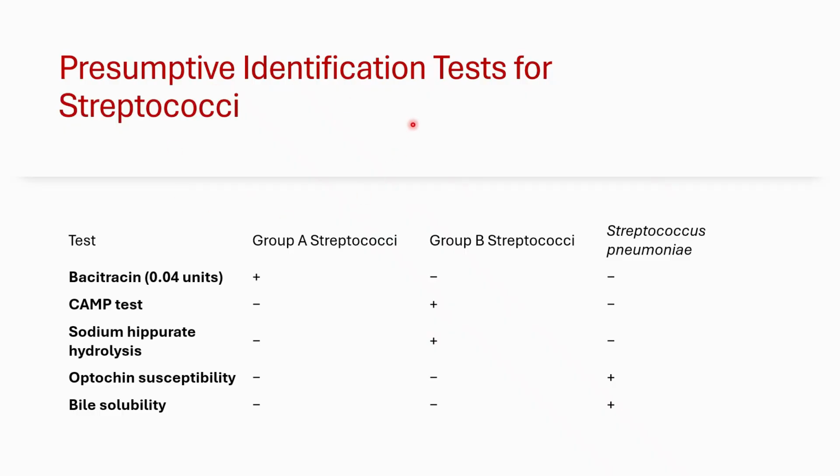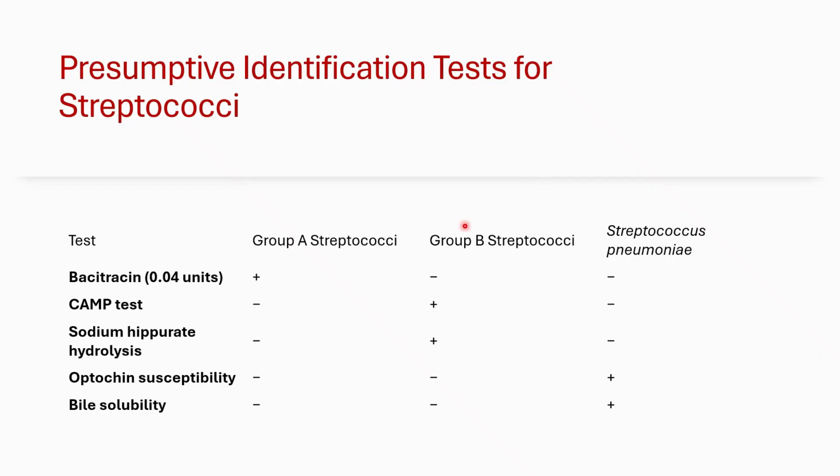Several presumptive identification tests are used in the microbiology laboratory to differentiate important species of streptococci. First, we look into the group A streptococci. Group A streptococci are susceptible to bacitracin, which makes the bacitracin disk test useful for their identification. However, they are negative for the CAMP test, hippurate hydrolysis, Optochin susceptibility, and bile solubility. So, group A streptococci are positive for the bacitracin test.